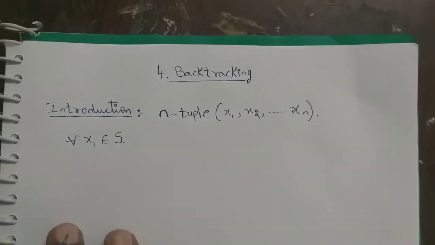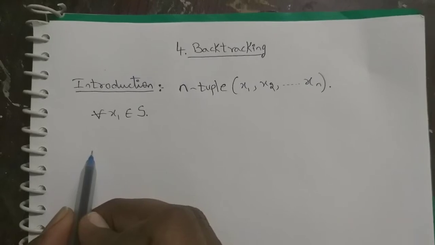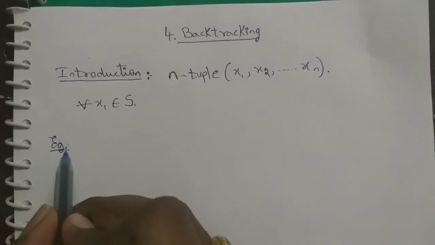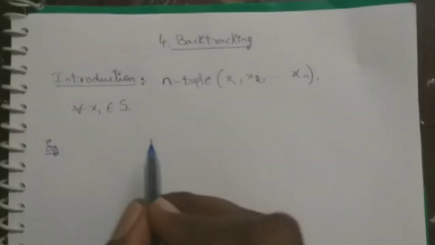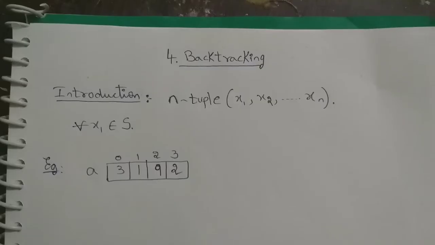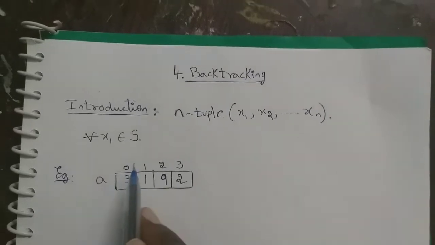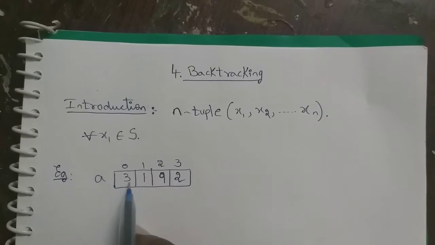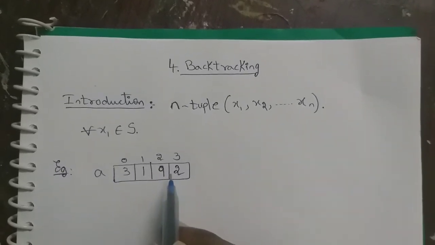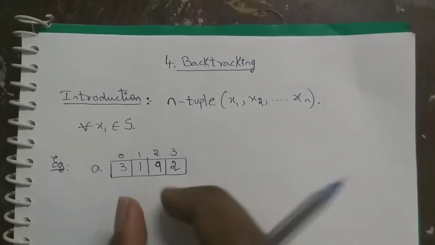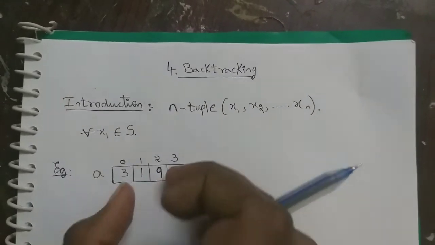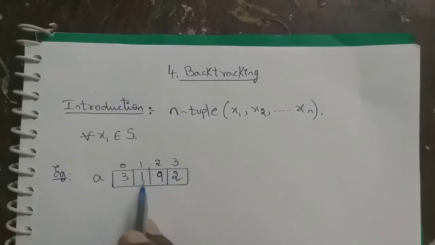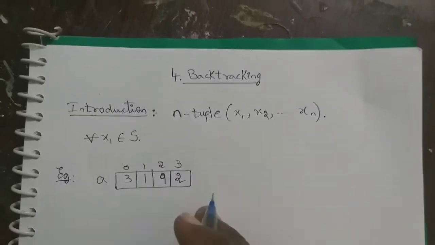For example, consider the problem of sorting a given array, and we'll see how to represent the solution for sorting using backtracking. This is an array with indices 0, 1, 2 and 3, with array elements 3, 1, 9, 2. In general, what is the sorted order of this array? 1, 2, 3, 9 are the sorted positions.